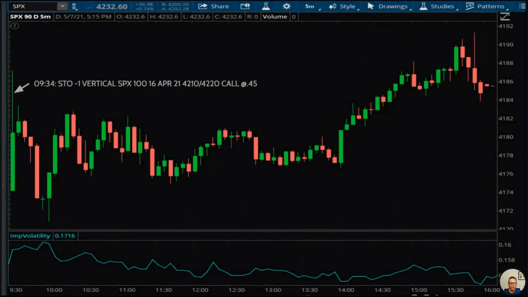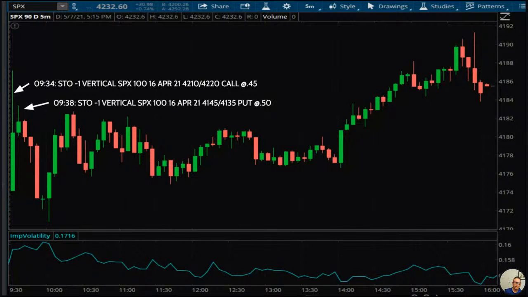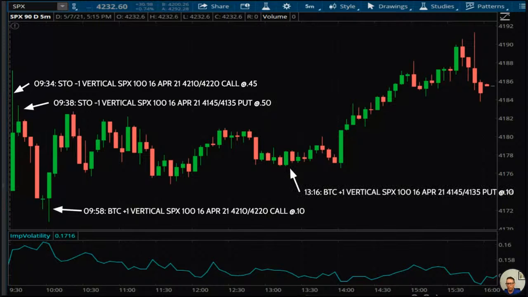Okay, so in this trade, I put on a call spread first, and then second, I put on a put spread, right around the same time, at 9:34 and then 9:38. I was able to close out the call spread at about 9:58. Very, very quick trade because the market went down pretty aggressively there, pretty quickly. And then later on in the afternoon, I was able to close the other leg for 10 cents.